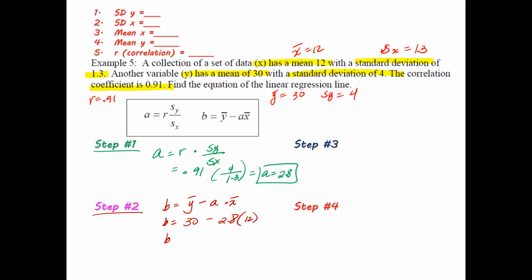And so looking at this, B is equal to 30.2.8 times 12 is going to give you a 33.6. Subtract the 2. B is equal to a negative 3.6.